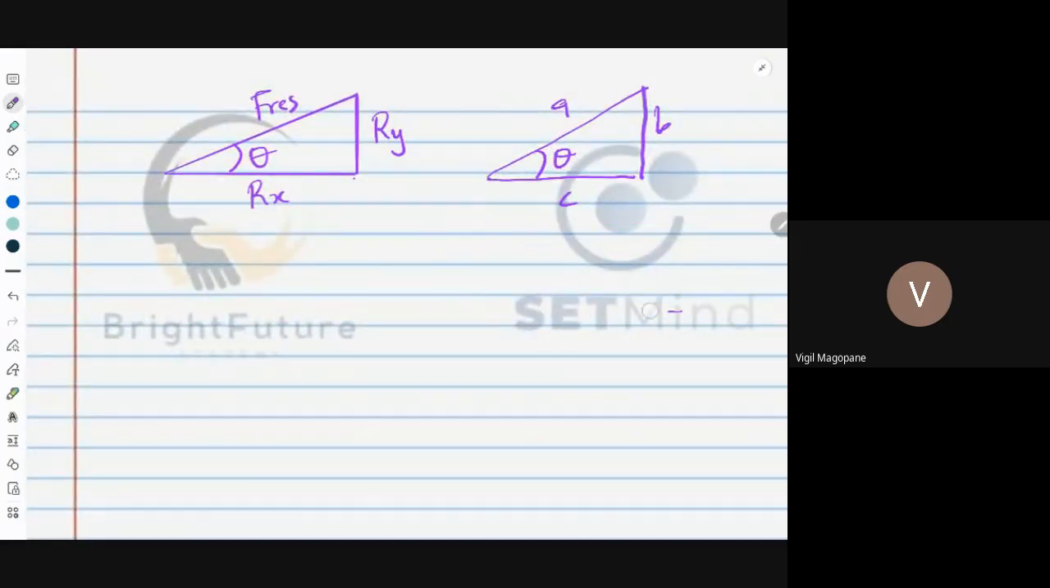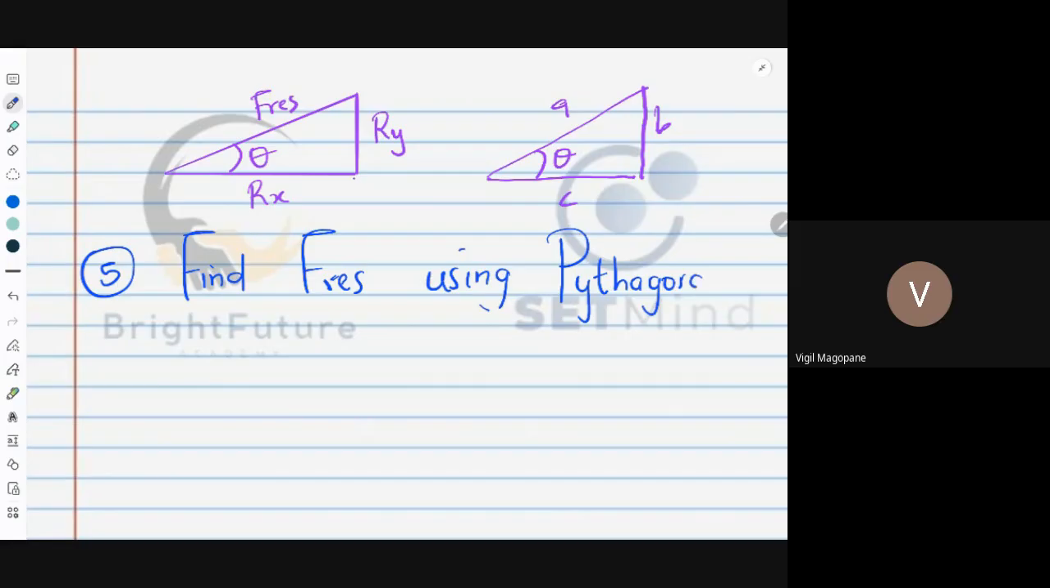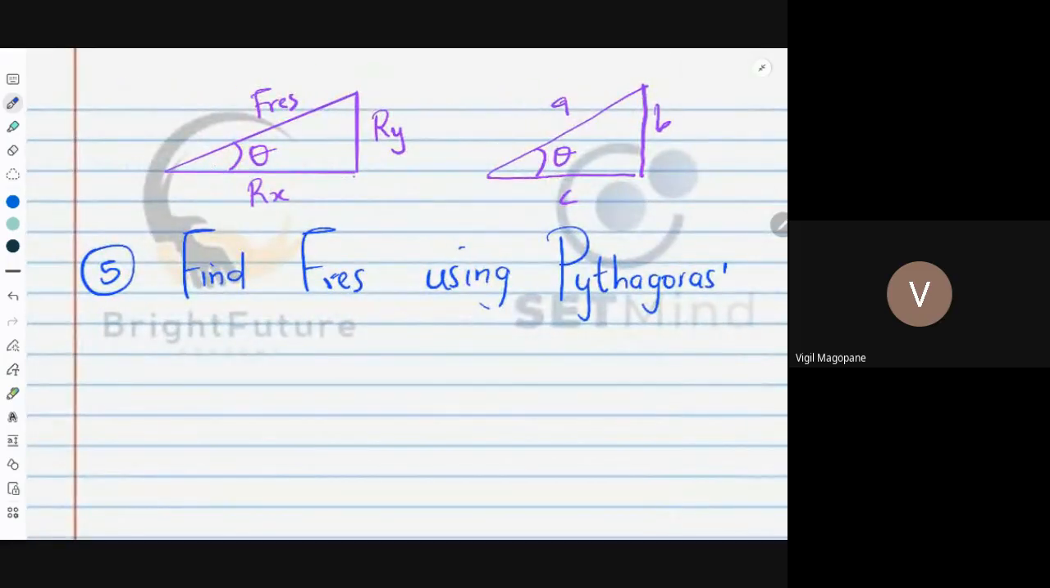So that's our last step, which is step 5. Find F race using Pythagoras. This is the only theorem you will never be asked to prove. Never. Its use is more important than the proof itself. So that's why they never ask you to prove it.